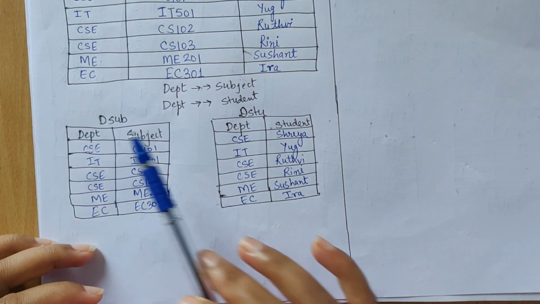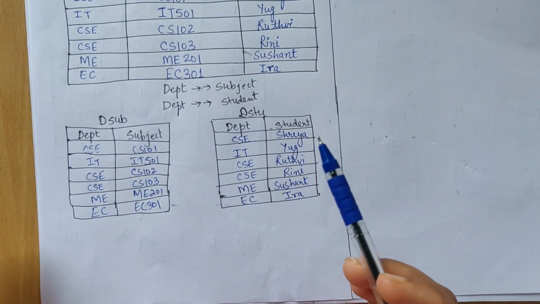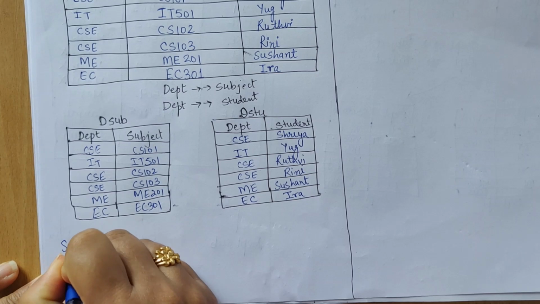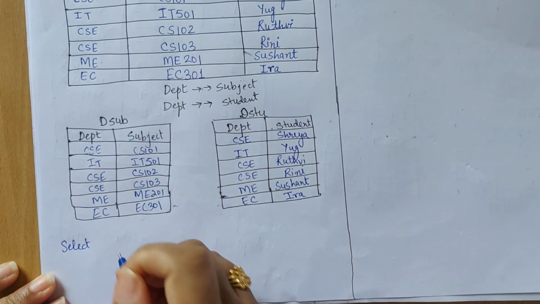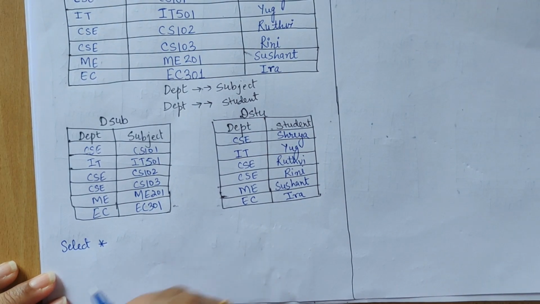So here we are having department, and here also we are having department. So on the basis of department we can apply natural join and there will not be any issue. So if I put natural join, how will my query be? Select, I want to select all the tuples, so select star, and then I have to give the table name.